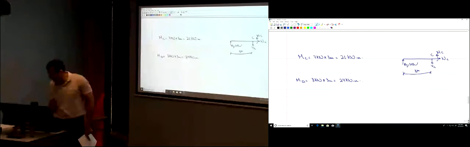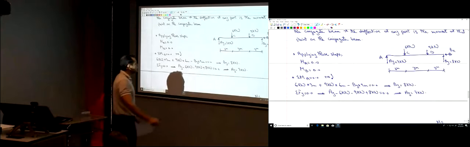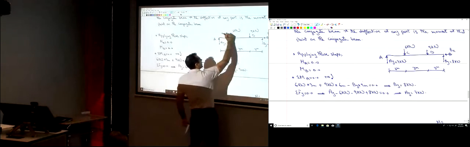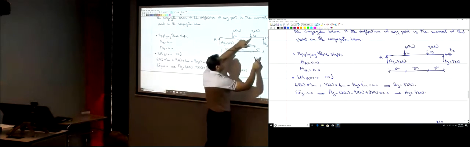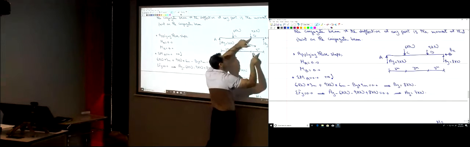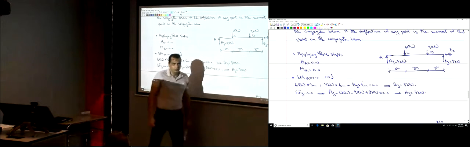How would you know the sign? If the moment is bending the beam upwards, then it's positive. So as you see here, AY is bending this beam about point C upwards, so that's positive. Here, BY is bending this beam about point D upwards, so MD is BY times 3, it's positive. Okay?